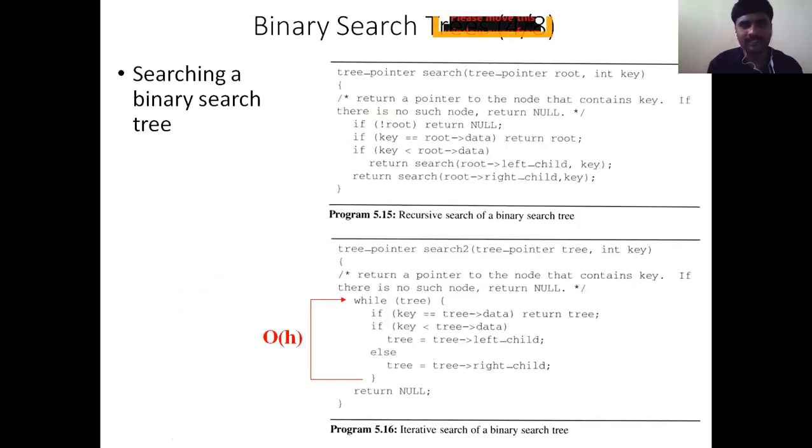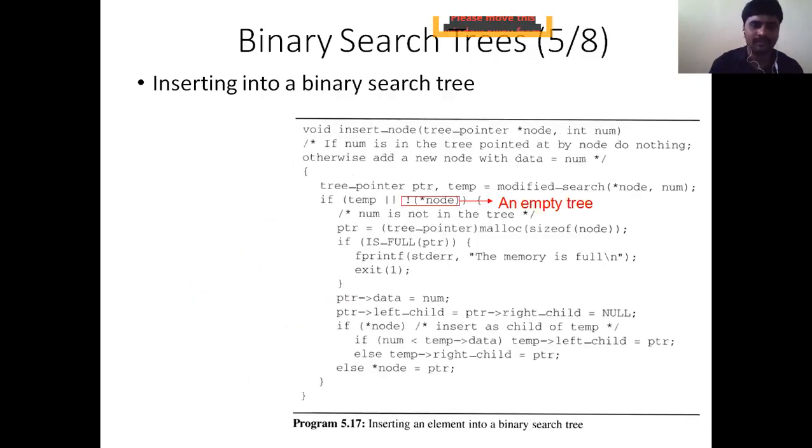Now, searching a tree: how can we represent searching using the recursive search of the binary search tree and iterative search? We have two types of search in a binary search tree. Now inserting into a binary search tree uses different functions. Those functions work on a node or an empty tree like that.